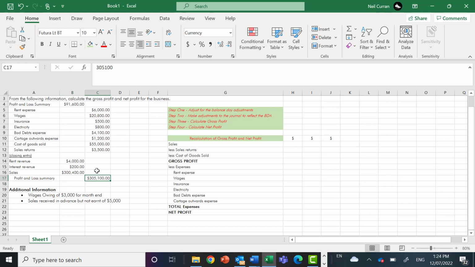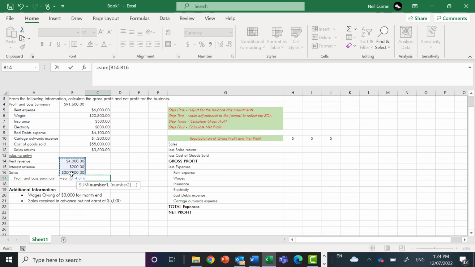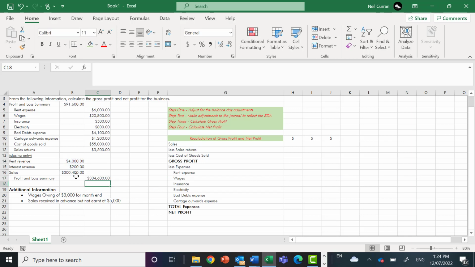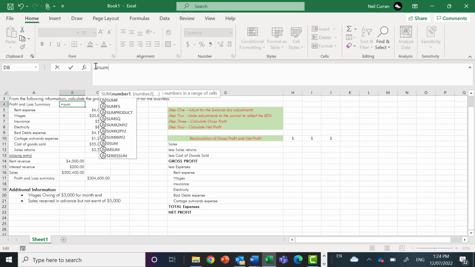What we might also do is to adjust these 2 amounts here to reflect our adjustments as well. So I'm just going to quickly add these amounts up. Now the reason I'm doing this, you don't really have to do it, but it's a nice checking mechanism for when you're actually calculating your gross profit and your net profit.